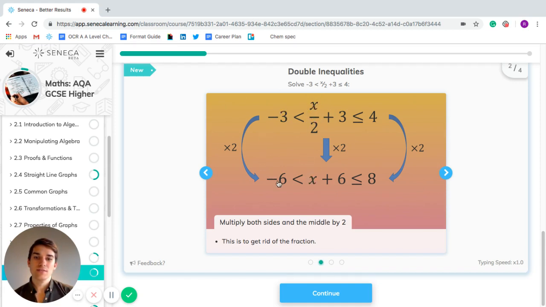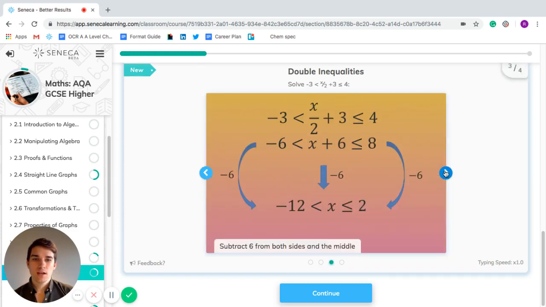So that's negative 3 times 2 is negative 6. x divided by 2 times 2 will just give you x. 3 times 2 is 6, and 4 times 2 is 8. We keep all the symbols the same at this stage. Then we can look at getting x on its own, so we want to get rid of this plus 6 here. So we subtract 6 from all sections of the inequality.